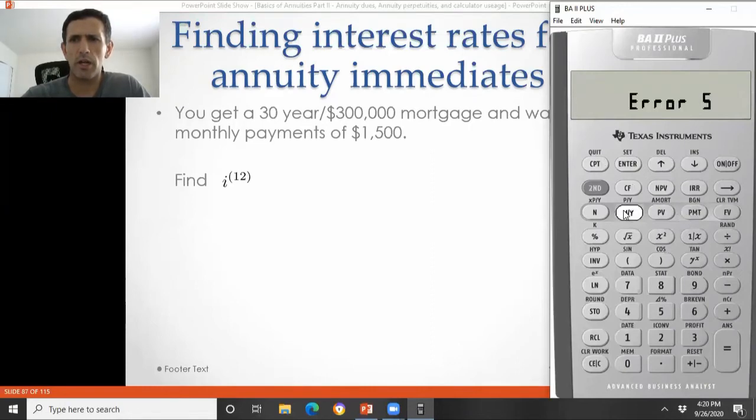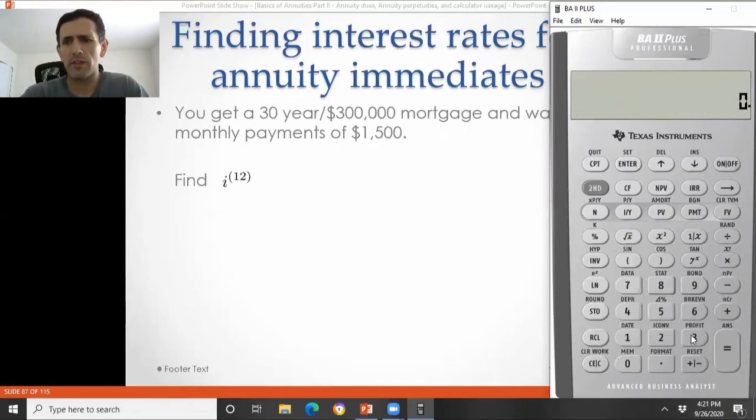compute IY, and we get an error because this doesn't really make sense from the perspective of finance. It doesn't make sense that I'm getting 300,000 at the beginning of the 360 months and I'm getting $1,500 at the end of each month. That just doesn't make sense. I'm not charming enough for someone to give me that money. So let's just, sorry. To get out of this, you just hit the CE line C. Forget what that even means, but doesn't matter.